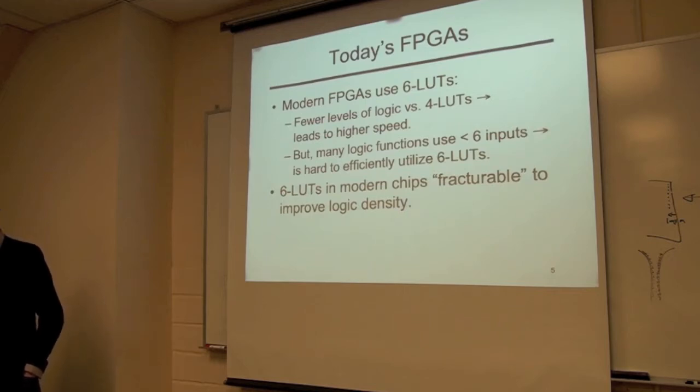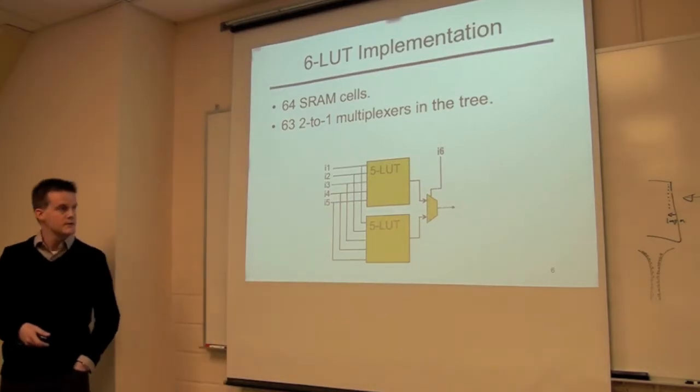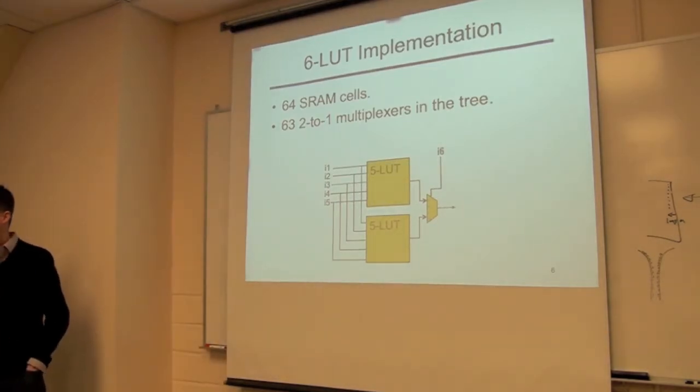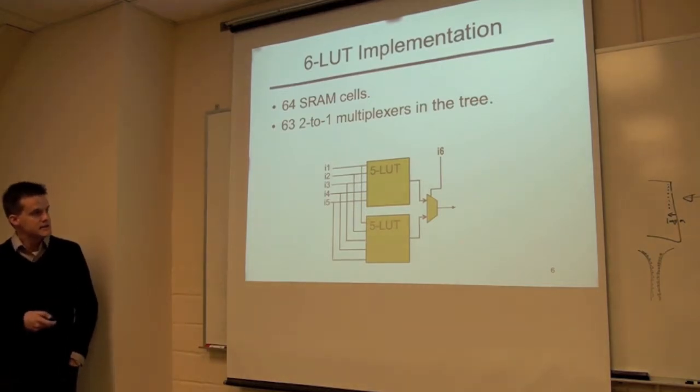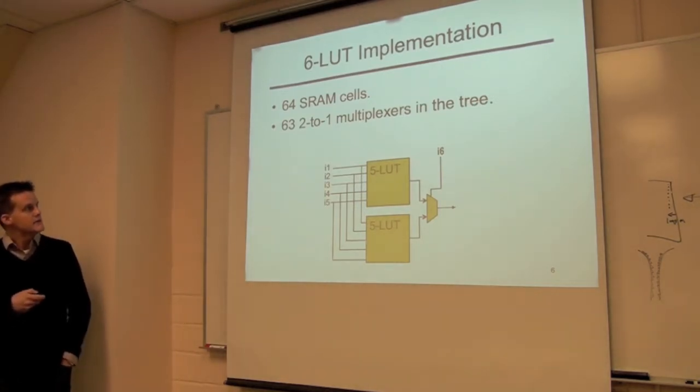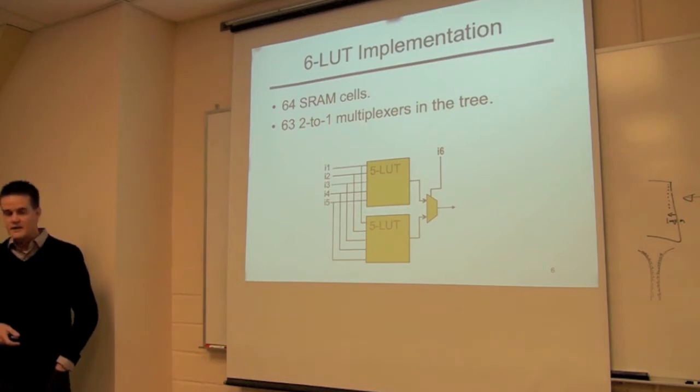So in the commercial vendors, what they've done is that the 6 LUTs in modern chips are fracturable to improve logic density. And that really allows you to take 2 small LUTs and cram them together into one 6 input LUT. I'll tell what fracturable is in a moment, but just to remind everyone, what is a 6 input lookup table? It has 64 SRAM cells, and basically a decoding tree with 63 2-to-1 multiplexers in that tree.